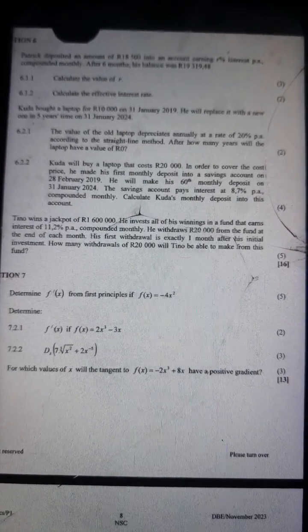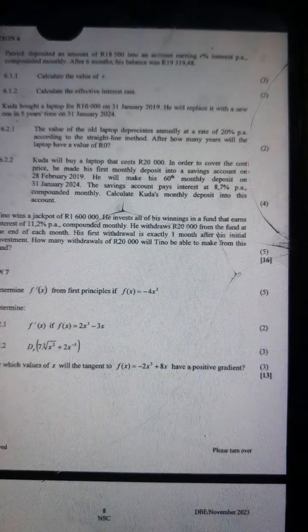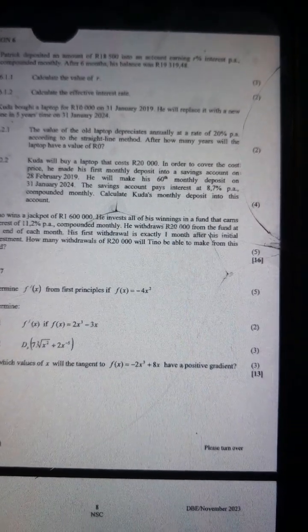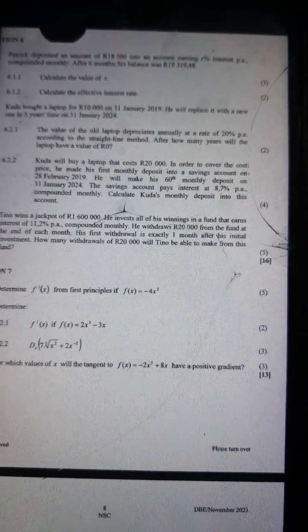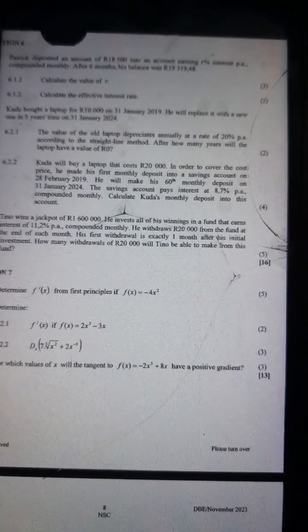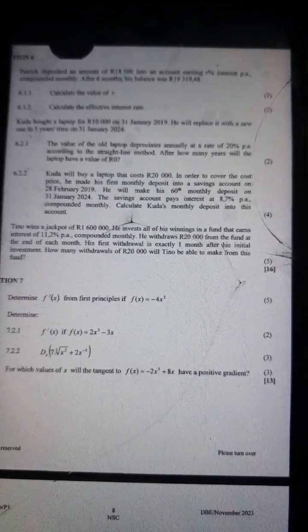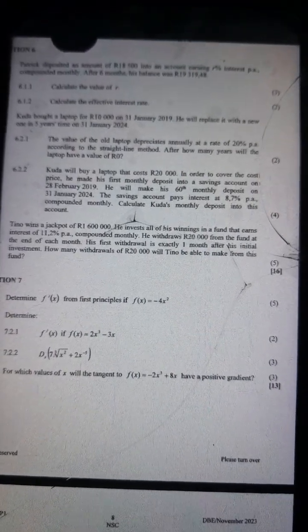7.2.2, we are given dx, open the bracket, 7 times the cube root of x squared plus 2x to the power of negative 5. The aim is to change that root, guys. We will need to get rid of that root. When we change that root, we're going to have 7x to the power of 2 over 3. Right, that's how we are taking out the root there.